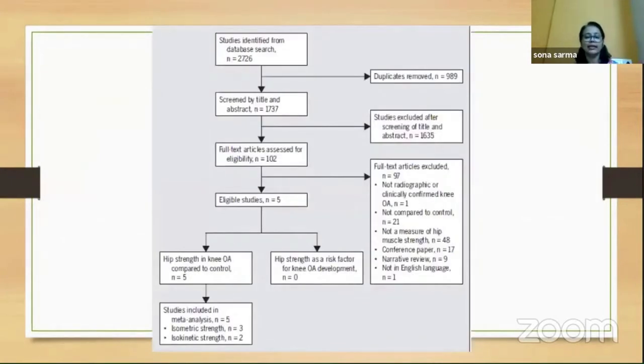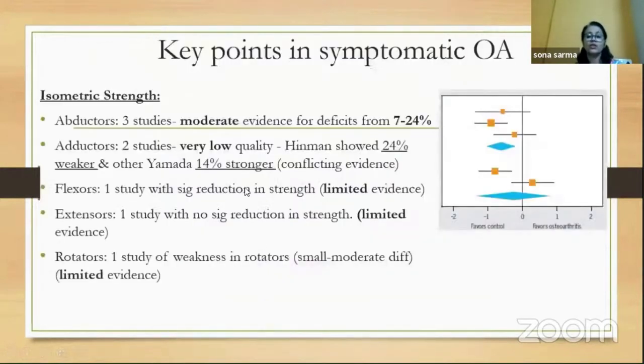It had basically searched all the major databases and, after going through the full text of 102 articles, zeroed down to only 5 that were eligible, of which 3 studied the isometric and 2 studied the isokinetic strength of the hip joints in patients with knee OA. There were a total of 237 knee OA subjects, compared with 140 healthy controls. And what they found, these were the key points.